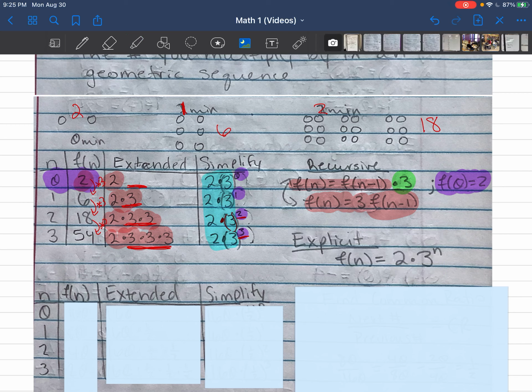So let's look at this. My explicit starts with f of n equals, and then we have 2 times 3, matching this guy here. And then we have an exponent n, because n is what's changing. That exponent is what's changing as we go down our table.